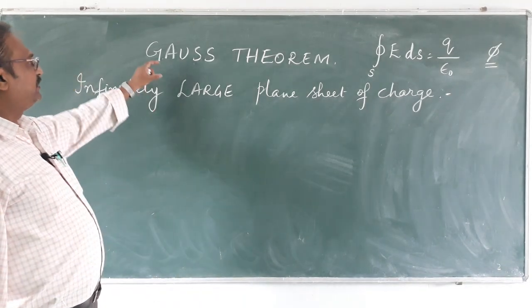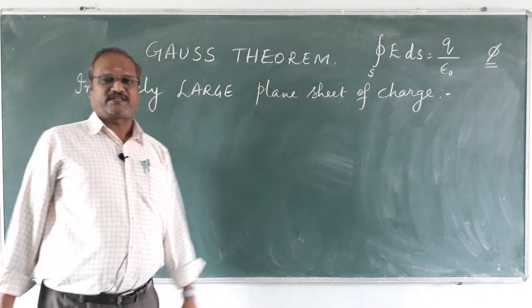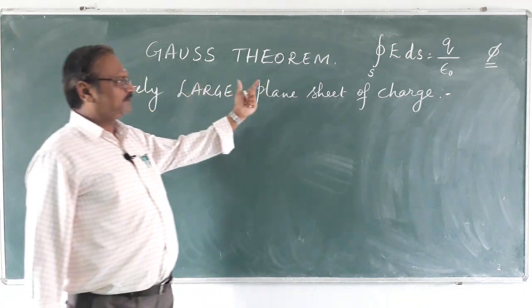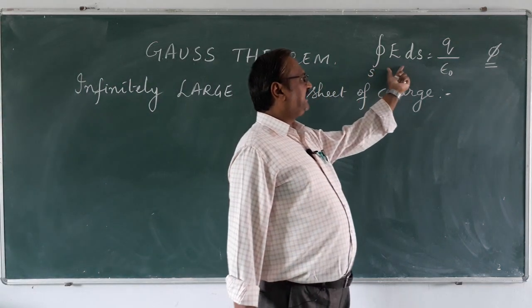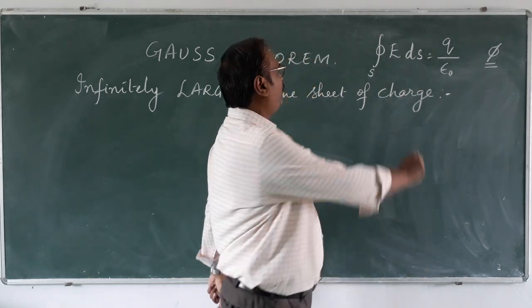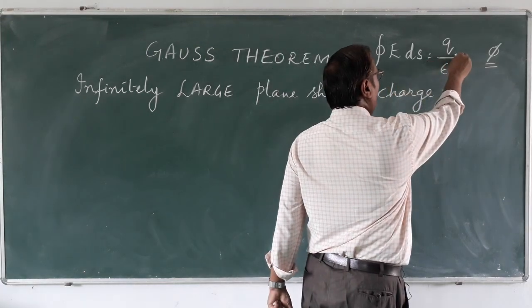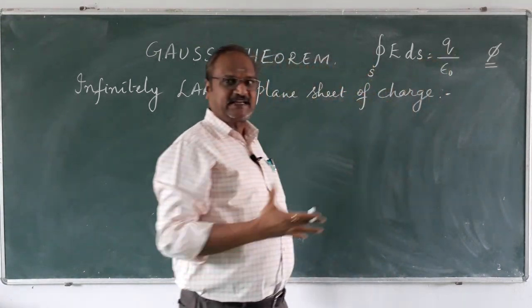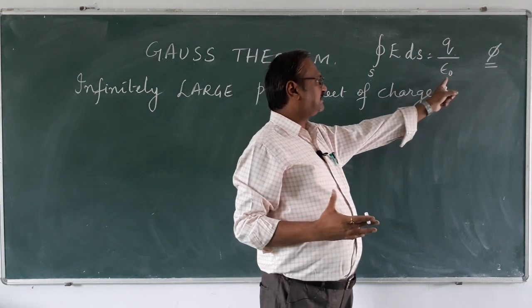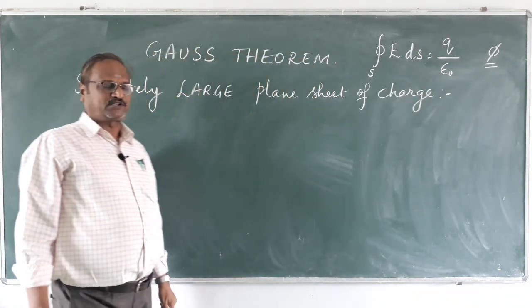Today we shall start with Gauss Theorem, the next application of Gauss Theorem. What is Gauss Theorem? The integral E dS, the surface integral of the electric field over a given closed surface, is equal to the charge enclosed in the surface divided by epsilon naught, where epsilon naught is a constant.